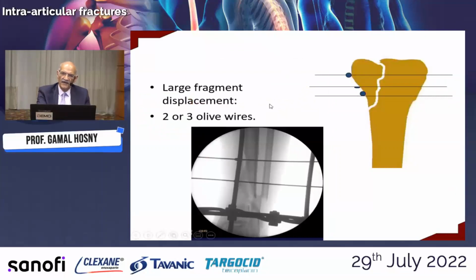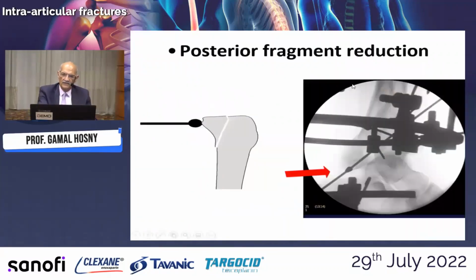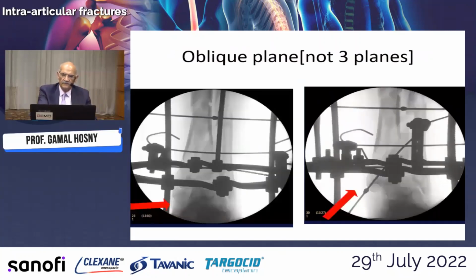If you have a large fragment displacement, you have to use many olive wires. If you use one, you are going to have rotational force. So 2 or 3 wires will do. The direction of the wire usually depends upon the direction of the displacement. So if you have a displacement in AP and lateral, that means you have a displacement in the oblique plane. So you have to direct the olive wire according to the real plane. Usually the displacement is in one plane, not AP or lateral, it's in between. Like this picture, this patient has displacement in the oblique plane, so you used just 1 olive wire in the oblique plane.